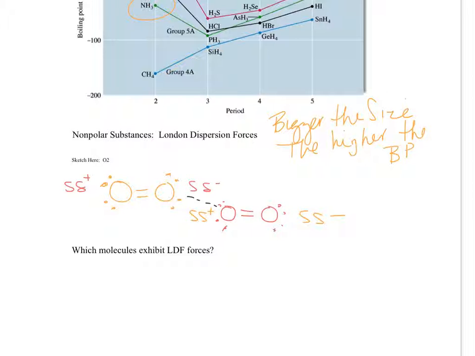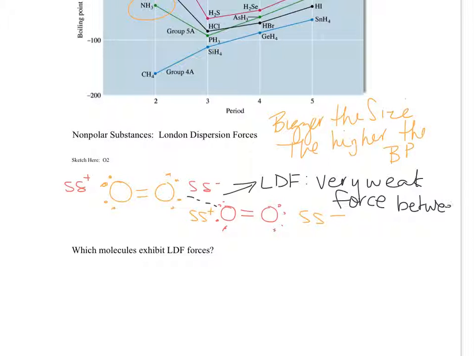So this is where your London dispersion force is, and this is a very weak force between the outer lone pairs of electrons.